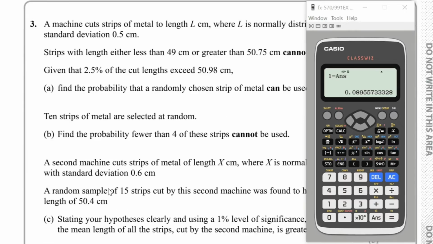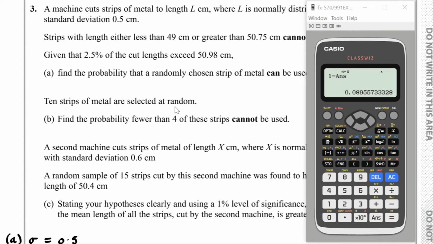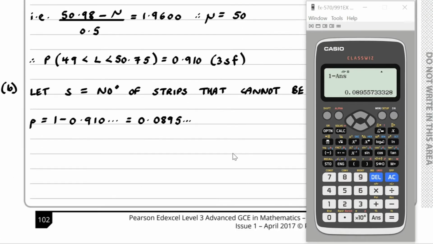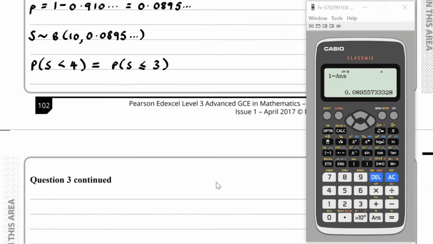Now, we need to be using a binomial because we've got a fixed number of trials. Each trial is independent of the other. So, if I say that S follows a binomial distribution with parameters 10 and 0.0895, etc., then we want the probability that S is less than 4, it says fewer than 4 strips, and that's the same as calculating the probability that S is less than or equal to 3. And if we calculate what this is, we go to the distribution submenu, we have a binomial CD, X here is 3, N is 10, P is this, so it turns out we get to 3 significant figures, 0.991.